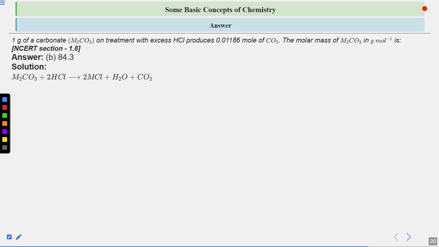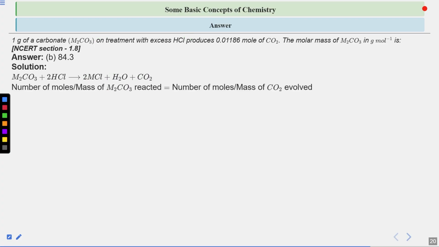So this is the equation for the reaction of M2CO3 with HCl. You will learn about this equation in later chapters on the P block and the D block. Whenever you react a carbonate of a metal with HCl, you will get a chloride of the metal plus water plus carbon dioxide.